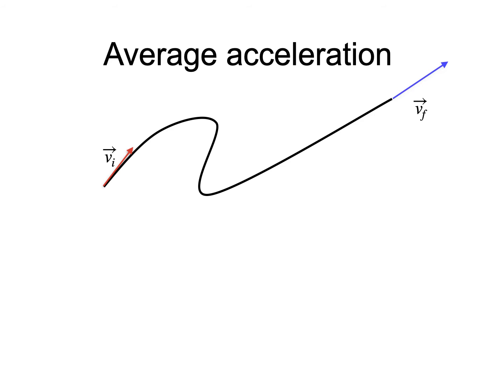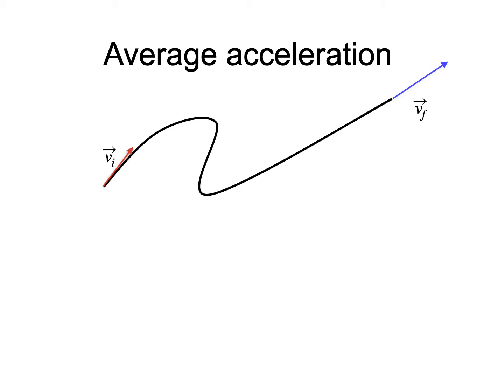This lecture is about quantifying how the velocity varies with time. Let us consider this trajectory on the plane of the page. Let's say that this red vector represents the velocity at the beginning of the time interval, and this blue vector is the velocity at the end of the time interval.